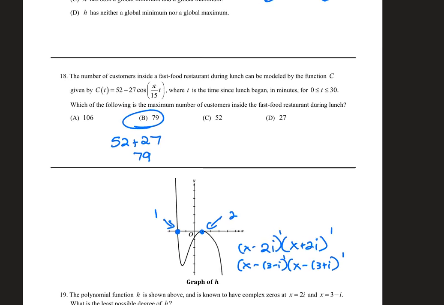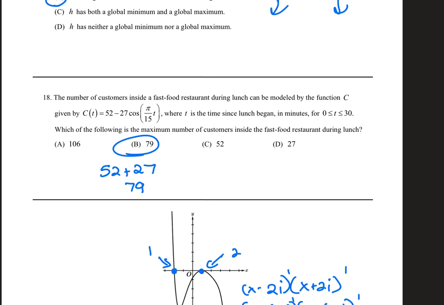18 and 19. Okay, so 18 says the number of customers inside a fast food restaurant during lunch can be modeled by the function given by, and it's a cosine function where t is time since it began, but in minutes from 0 to 30. Which of the following is the maximum number of customers inside the fast food restaurant?